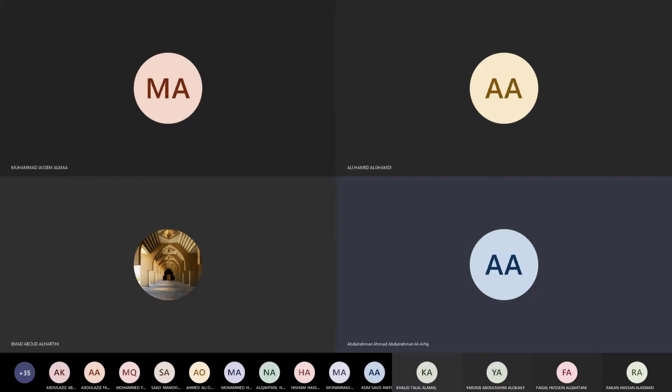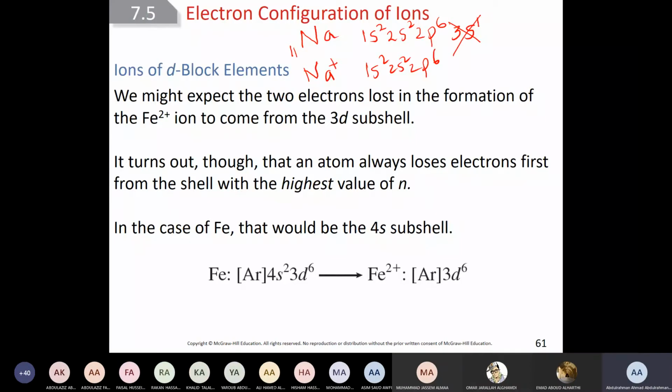Last electron out. Clear? Good. Now, let's talk about Fe. What's the electronic structure for Fe? Which is 26.